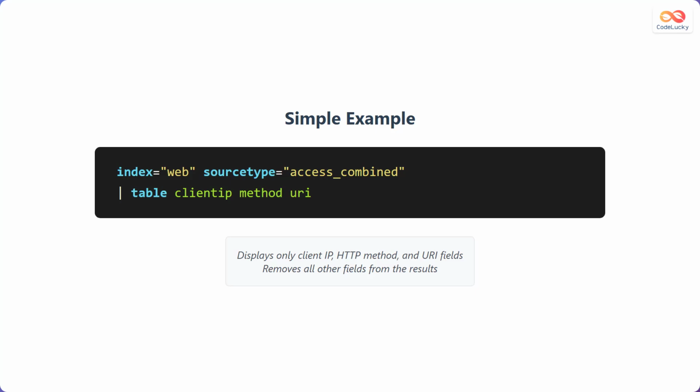Let's look at a practical example. Here we are searching the web index for access_combined source type, then using the table command to display only 3 fields: clientip, method, and uri. This query will show you only the client's IP address, the HTTP method used, and the requested URI, removing all other fields from the results. This creates a clean, focused view of your web access logs.